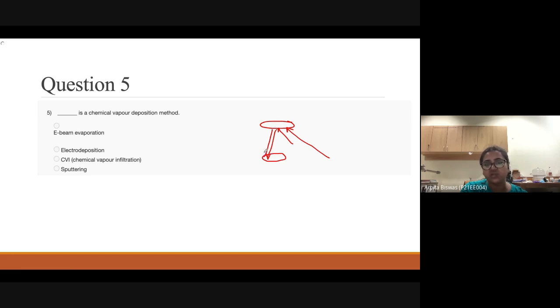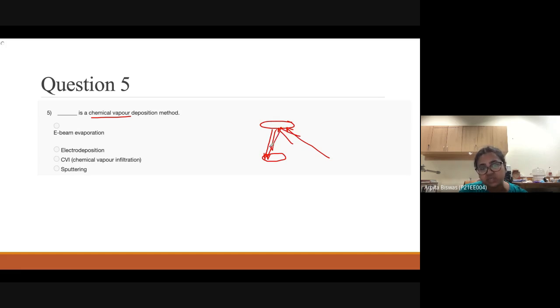So now tell me, is it chemical vapor deposition or physical vapor deposition? Chemical vapor deposition. What do you understand from this sentence? Chemical means some chemical reactions will be happening. The reaction is there, na? But here there is no chemical reaction, like argon bombards and some part is deposited.